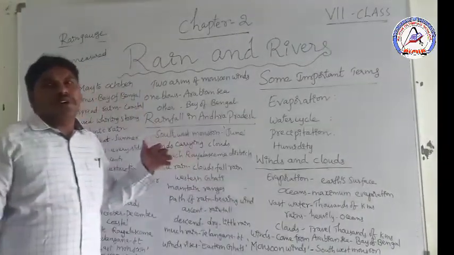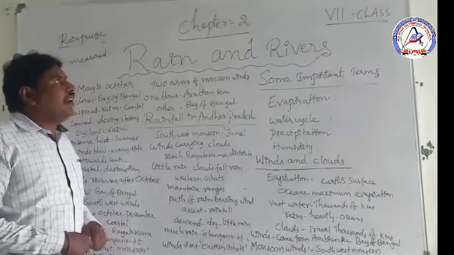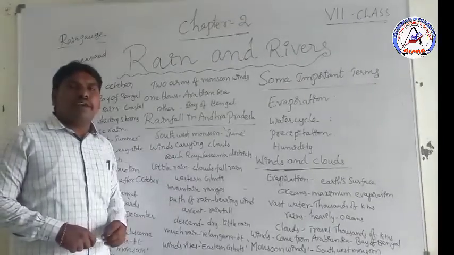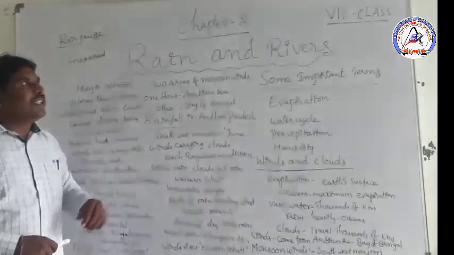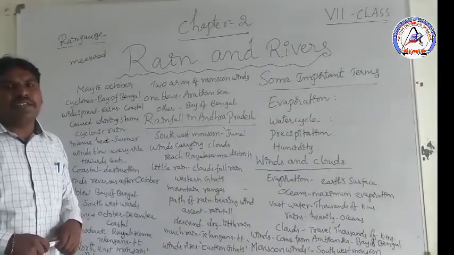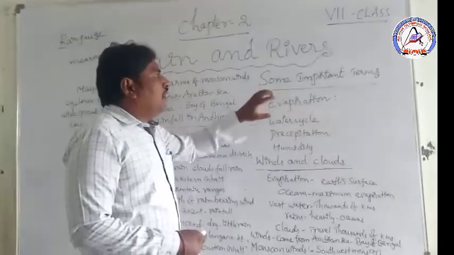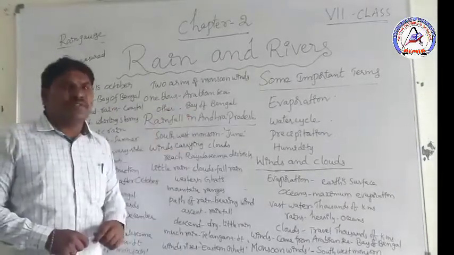This is chapter 2 in our 7th class social studies, Rain and Rivers. So we can go to the remaining part of this chapter. This is the second chapter in our 7th class social studies. Some important terms, we can discuss some important terms.